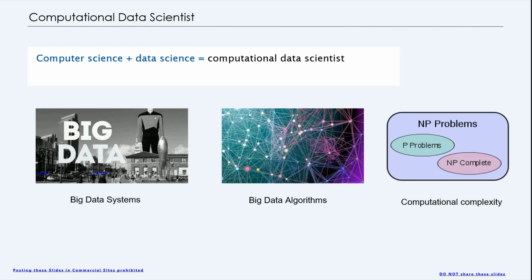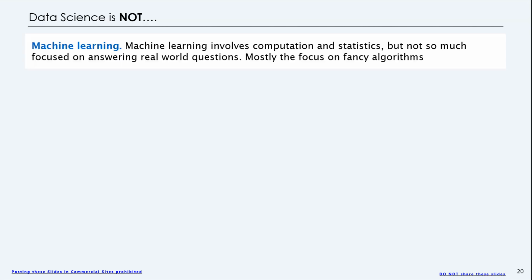Okay, so those who have come from a computer science background and take data science, I like to call them computational data scientists. They understand the big data systems and the big data algorithms, and also the complexity of the computation you're going to be doing. So you're more than just a data scientist, you're a computational data scientist. You're going to pay attention to a lot of the details.